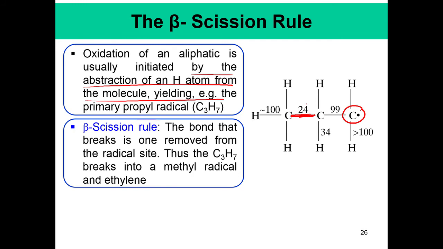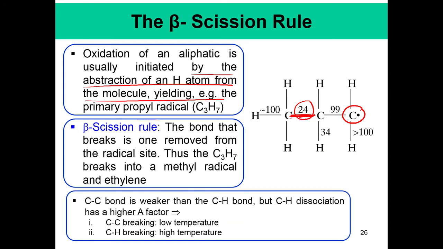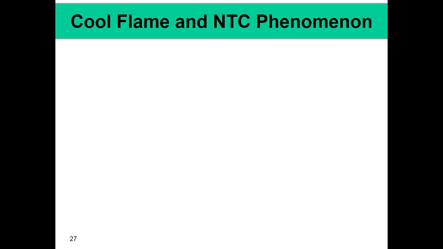Now, why? Because you see that invariably the presence of this unpaired electron essentially strengthens these bonds. The CC bond is about 100, these are in arbitrary units, but in comparison this CC bond becomes weaker, and as a result it is prone to break, and that is the beta scission rule. Okay. So, a CC bond is essentially weaker than a CH bond, but the CH dissociation has a higher A factor, and as a result this CC breaking happens at low temperature, whereas CH breaking happens at high temperature.